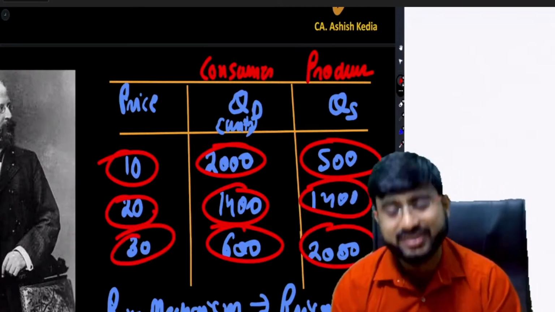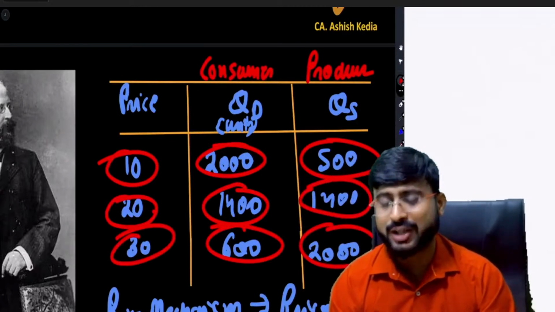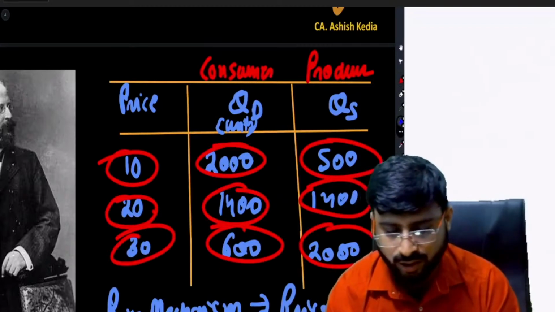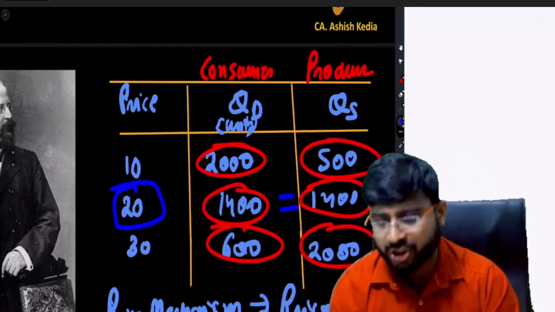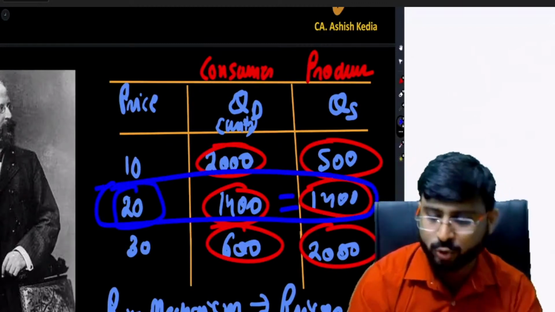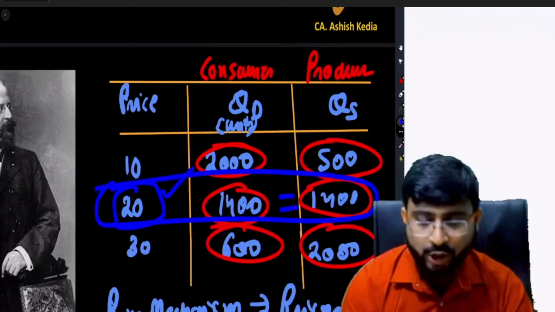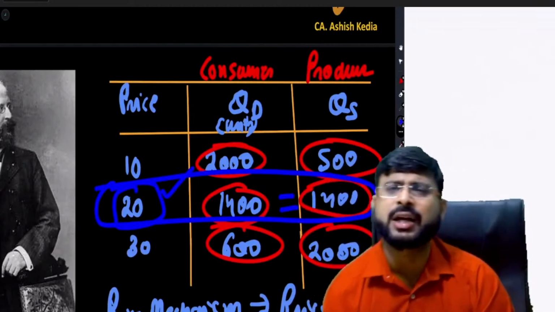Now everyone, always in the market, coincidentally, there will be one point where demand will be equal to supply. You see here, at 20 rupees, demand is almost equal to supply. So this is the price at which goods will be sold in the market. That is at 20 rupees. This way of arriving at prices is called market mechanism.